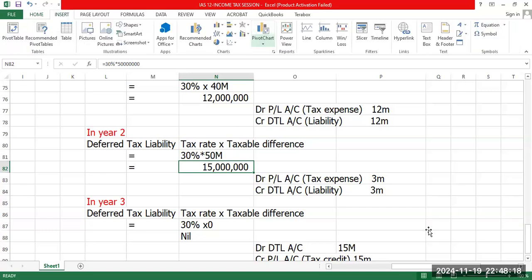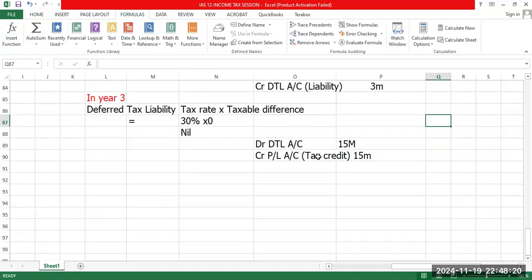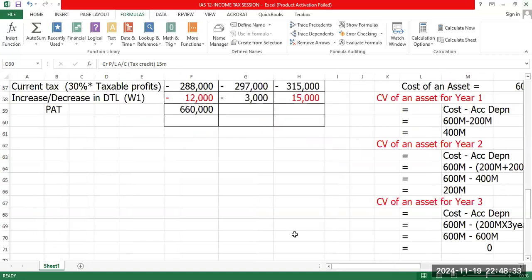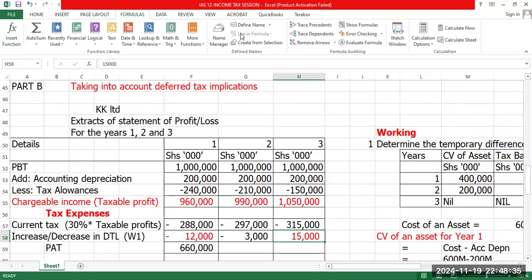This income we are talking about here is a tax credit. So since it is an income, you don't record it as a negative. You record it as a positive. That's why you see here I'm putting 15. Siama, is it clear? Yes, it's clear. Okay.